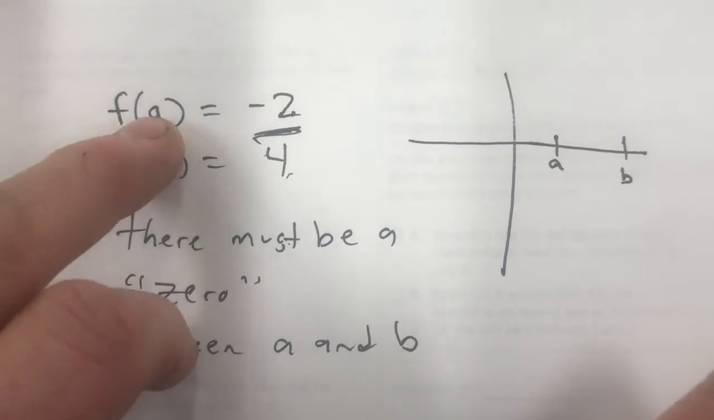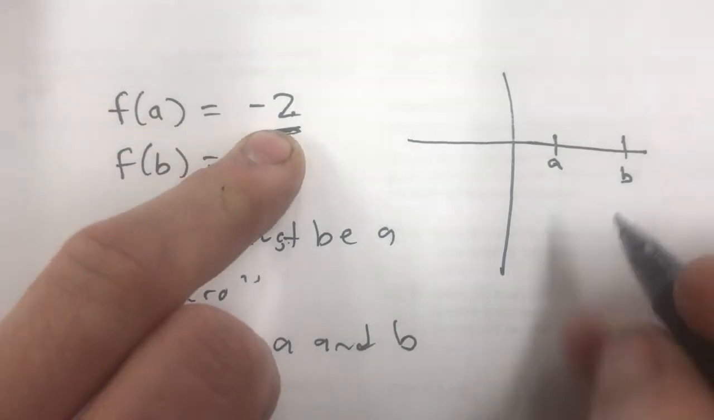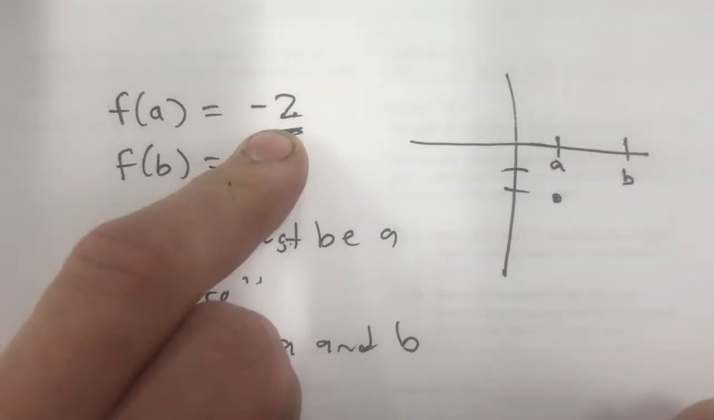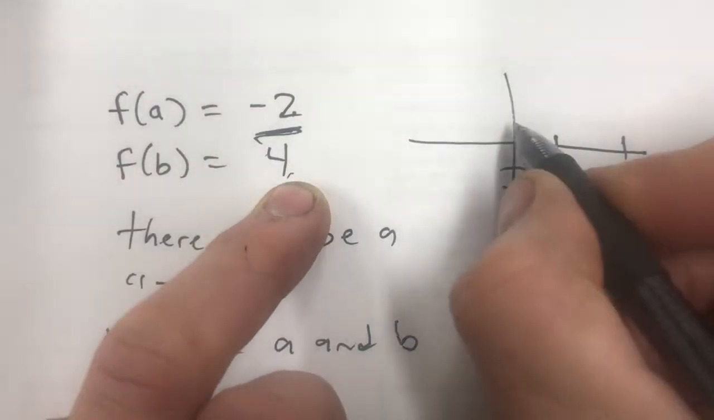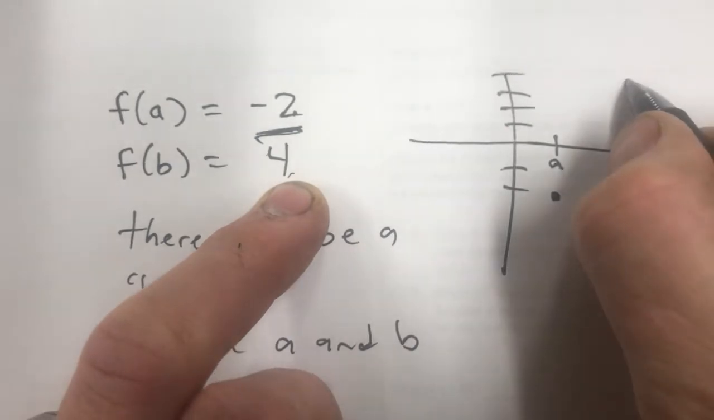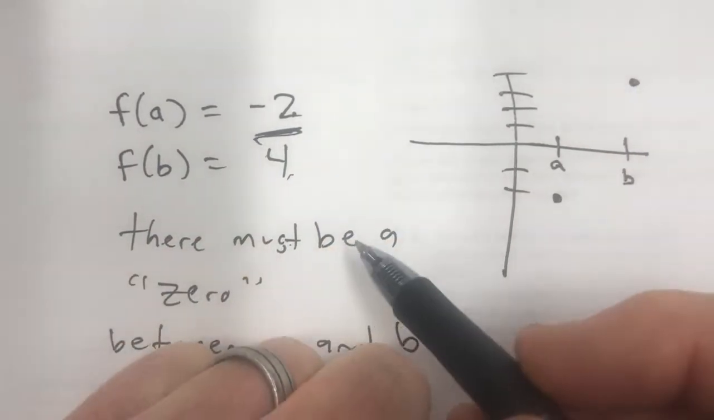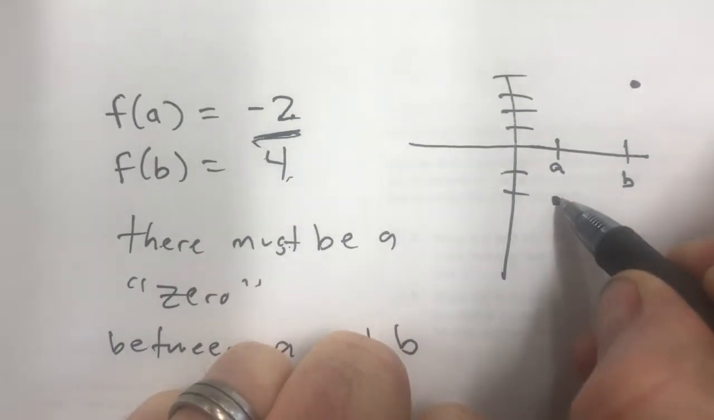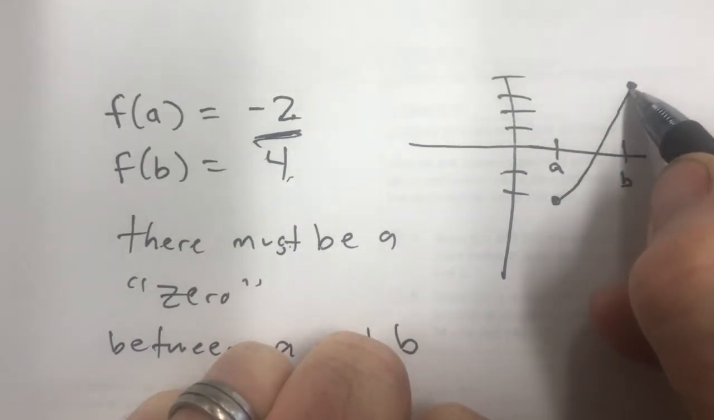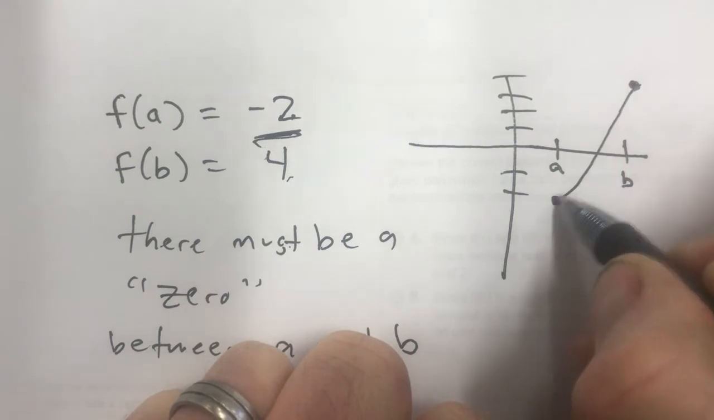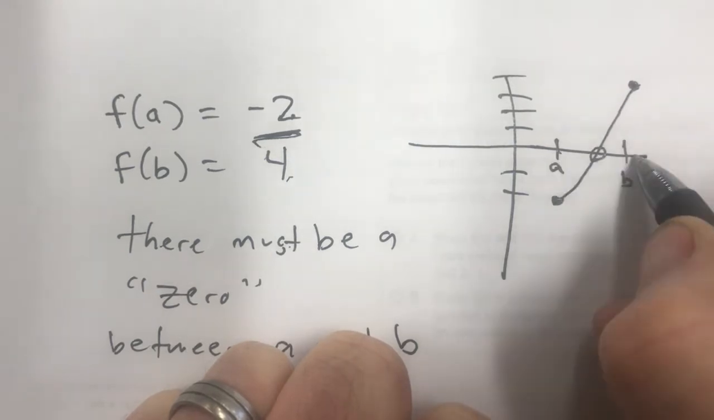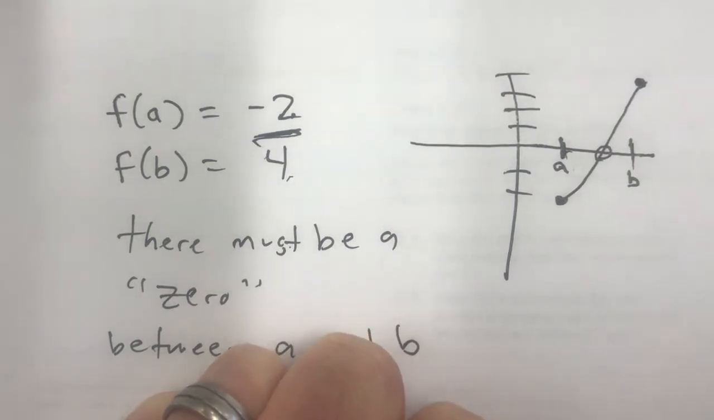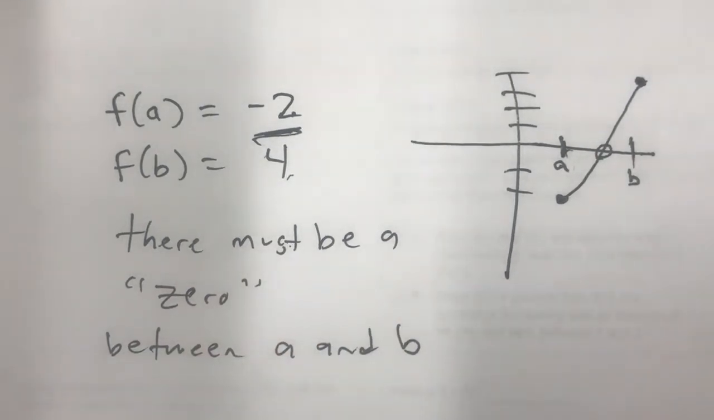Now suppose that the function value of a is -2. So here's -1, here's -2 right here. And the function value of b is 4. So 1, 2, 3, 4. Here's 4 right there. Since this is a polynomial of some kind, these connect, which means there's got to be a 0 here between a and b. There's got to be a 0 there. That's what this intermediate value theorem is saying.